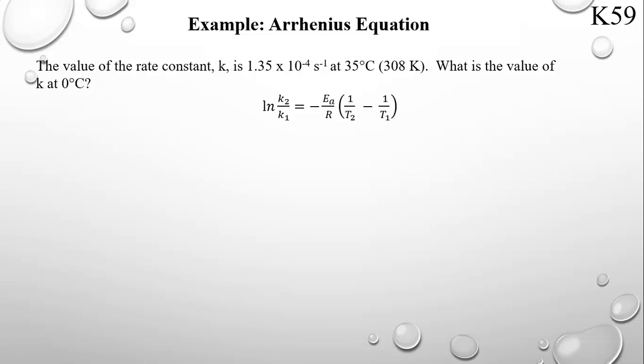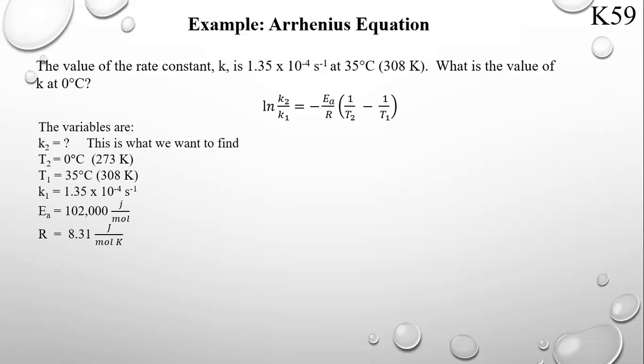Okay, so the value of the rate constant, there's all the data again. And we remember that we had 102,000 joules to work with. Okay, so there's all the data over there. There's the variables. So you're trying to find K2. What is that rate constant going to be at T2, 0 degrees centigrade? So you have all the other data over there. So now it's just plugging in the numbers, and there it is. You want to be sure you plug things in properly.